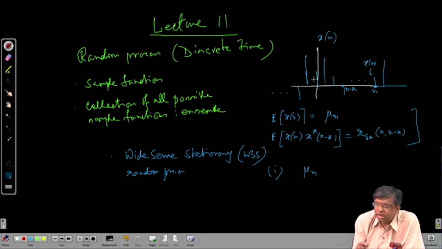This is under the assumption that the randomly fluctuating nature is uniformly distributed all over this axis. You will find the same behavior of random fluctuation at the nth point as at this point, and as at this point. Therefore, the mean, if we make this assumption, of course, this is an assumption we make, should not depend on whether I am at the nth point or the n minus kth point or the 0th point or the minus 1th point. So, it should become independent of n.